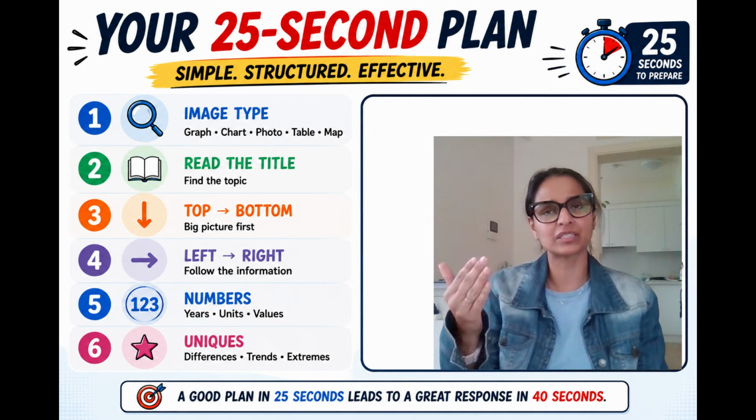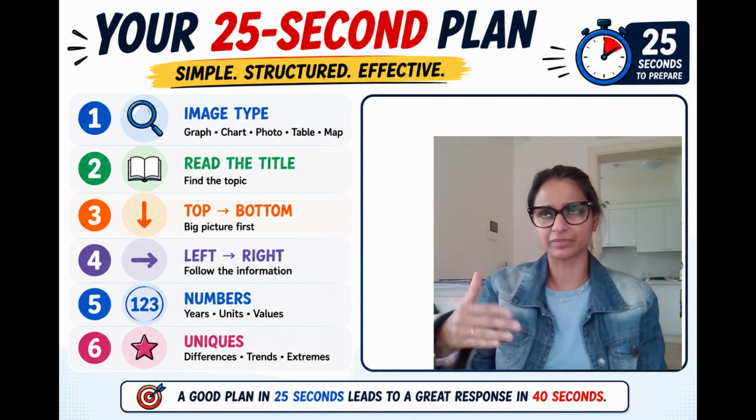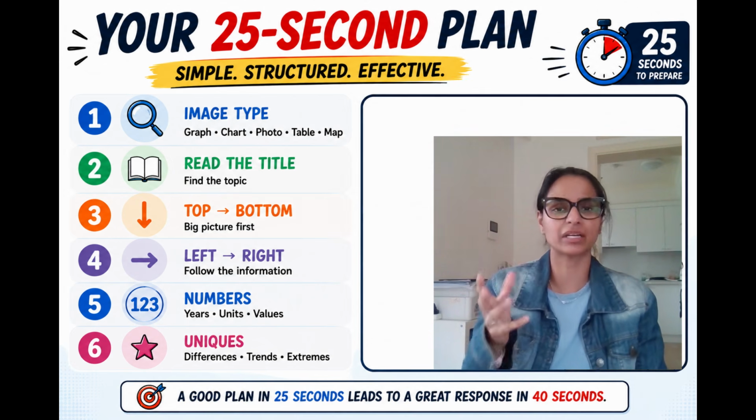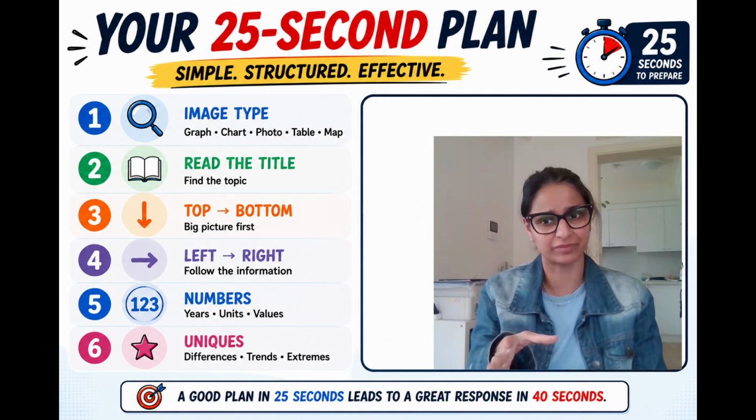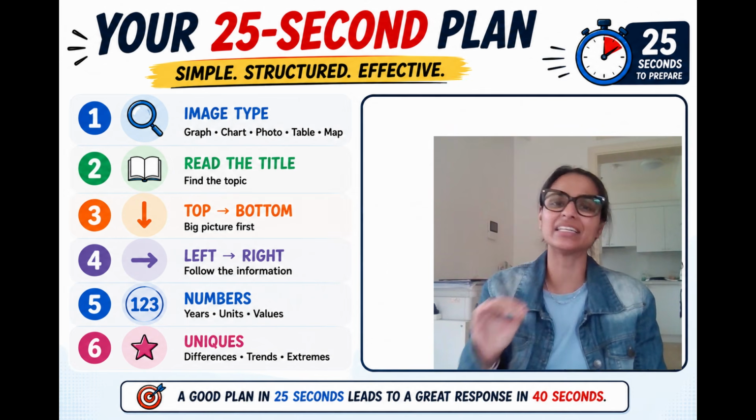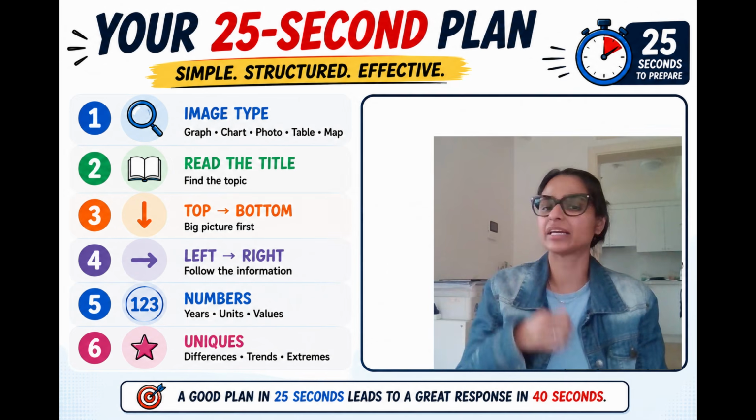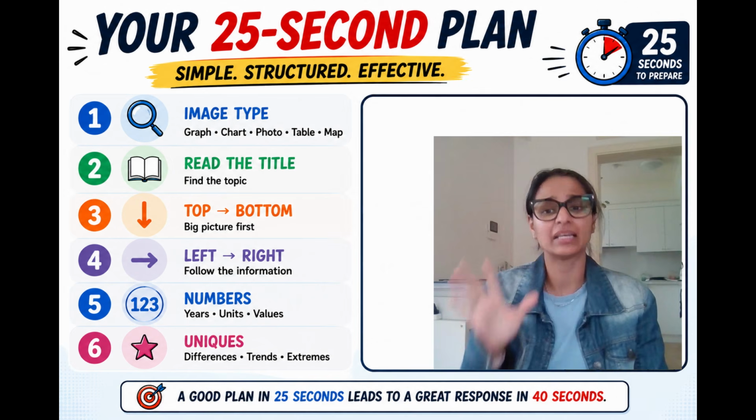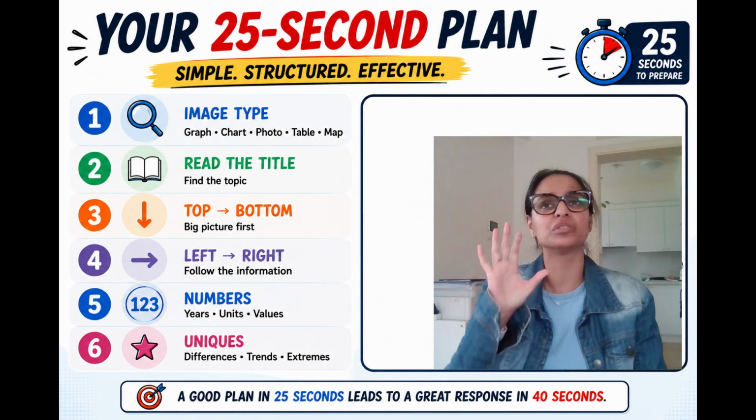I want you to look at the image from the top to the bottom and then the left to right. Top to bottom, left to right. Anytime you look at an image, that's how you're going to interpret it. Okay? You're going to take note of numbers and any values that might be important. It could be years, units, hours, percentages, whatever. If there is a value, you need to know it.